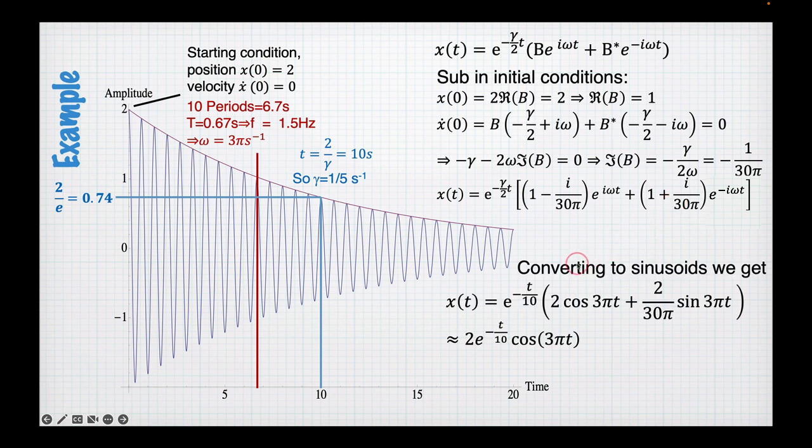Converting to sinusoids, we would find that x of t is equal to all of this. So we have a cosine wave here and a sine component that is very small. 2 divided by 30 pi is the amplitude compared to the amplitude here of 2. And so, as before, we can approximate by getting rid of this part here and saying it's equal to just 2 e to the negative t on 10 times cosine 3 pi t.